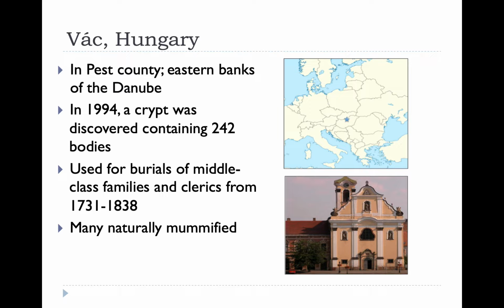But anyway, what happened was in 1994, a crypt was discovered in this church, a Dominican church, and it contained 242 bodies. Now the crypt had been sealed up and not looked at, people didn't even know it was there for over 150 years, but it was used for just this time period from about 1731 to 1838. And anyone who was kind of middle class and had enough money to pay to be in the crypt, and the various clerics associated with the church, were put into that crypt.